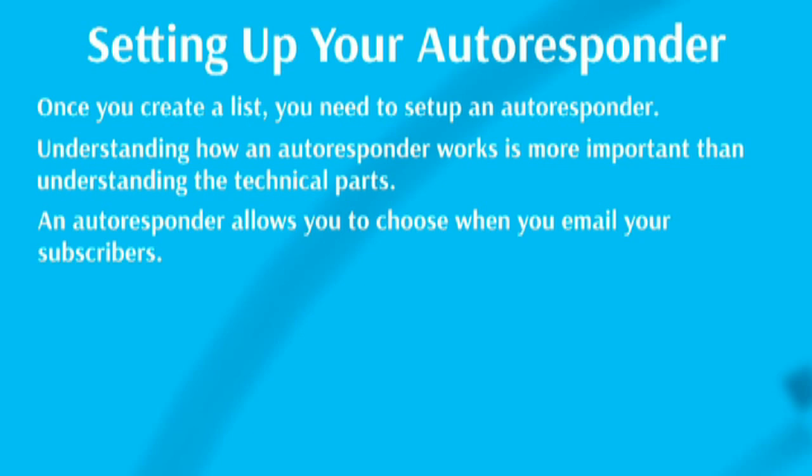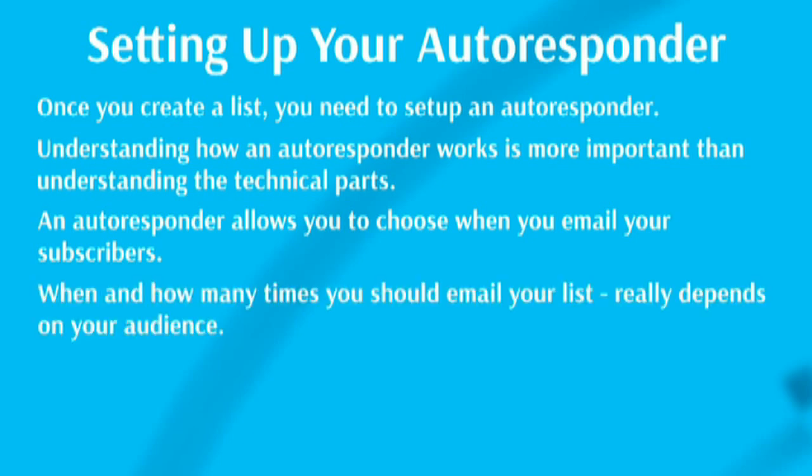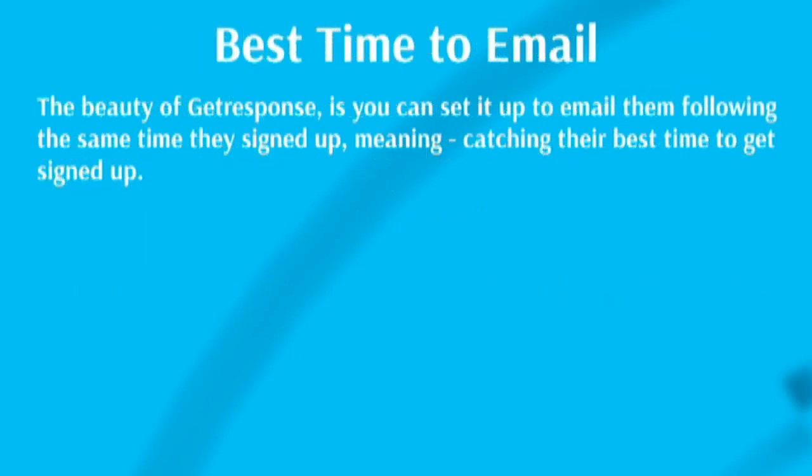Now, an autoresponder allows you to choose when you email your subscribers, the time zone, all of that. Now, a very common question that we have seen is when should you email your subscribers? Or even how many times should you email your list? And while I can't give you an exact answer, I can say that it really depends on your audience. If you've done the proper demographic research and you understand somebody's typical day and all of that, then understanding when is the best time to email them is actually quite easy.